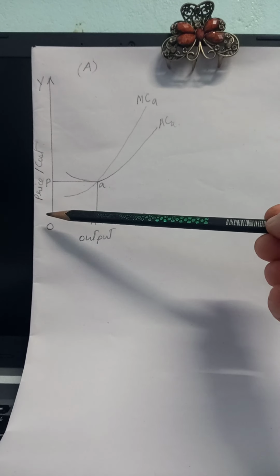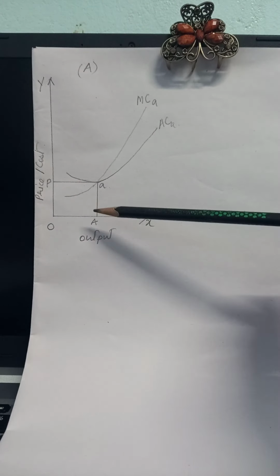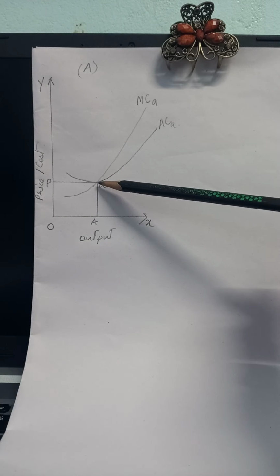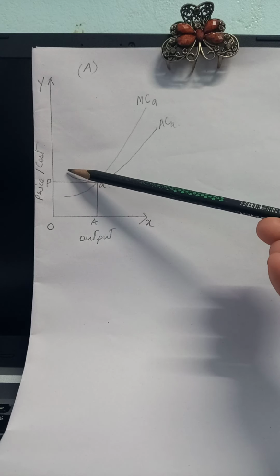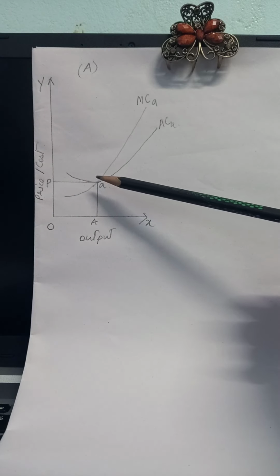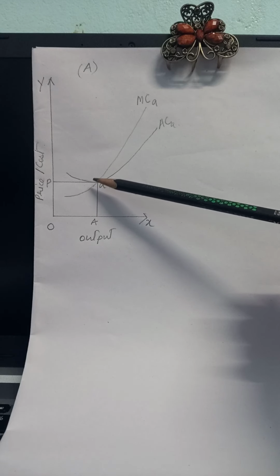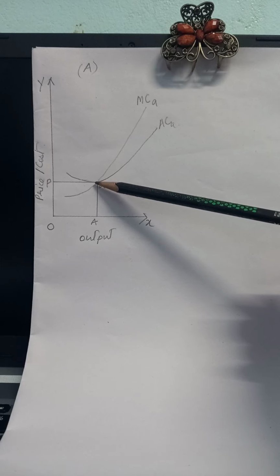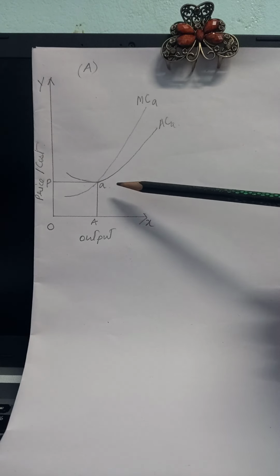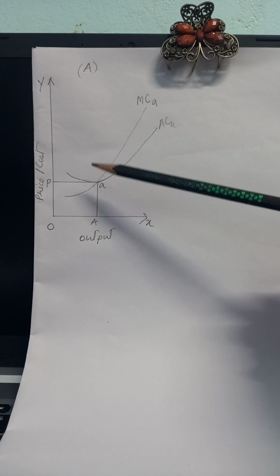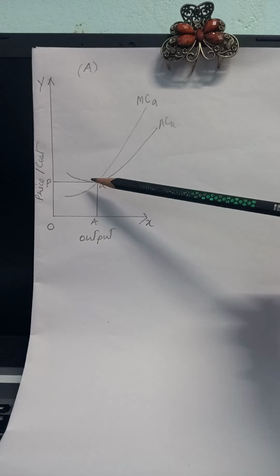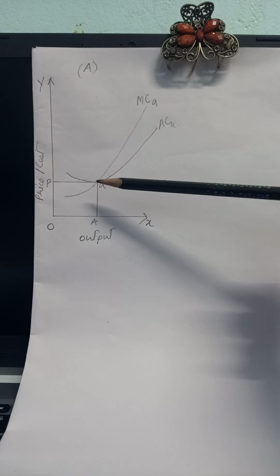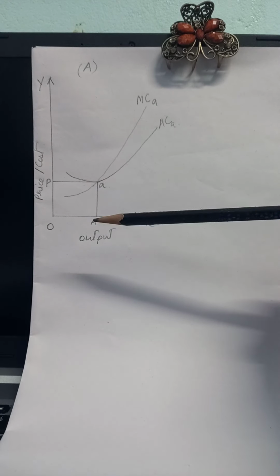And the price OP or AA just equals the average cost. How do we know that? It is by looking at the average cost curve. The average cost curve touches the MC curve at point A and then rises upwards, which means at point A, MC equals MR, and the price, or the average revenue, also equals the average cost.